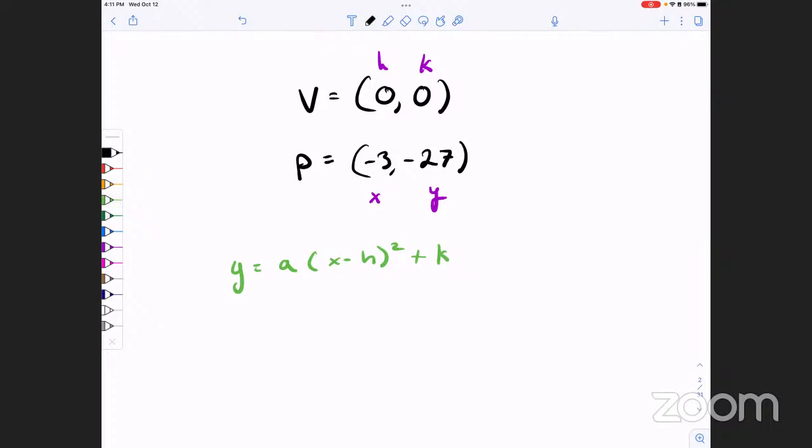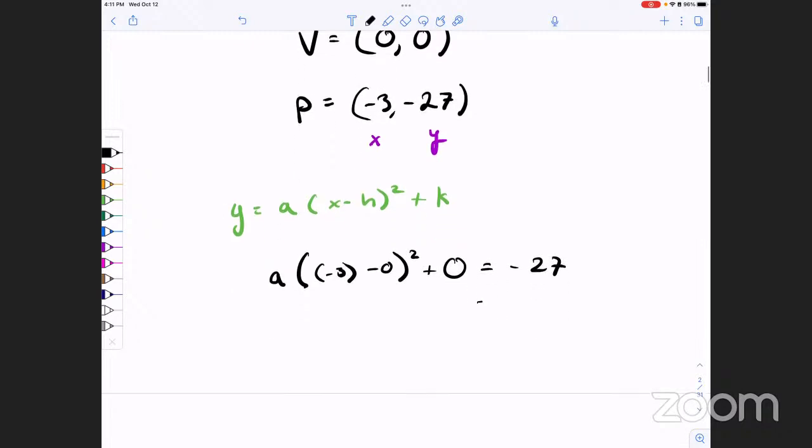Okay, so if we plug in what we're given, we don't have any information on a just yet. We have that x is -3, h is 0, squared, our k is 0, and our y is -27. So if we simplify this down, 9a equals -27, so then a equals -3. So then our quadratic is going to take on the form y equals -3x squared, and I think that's it.